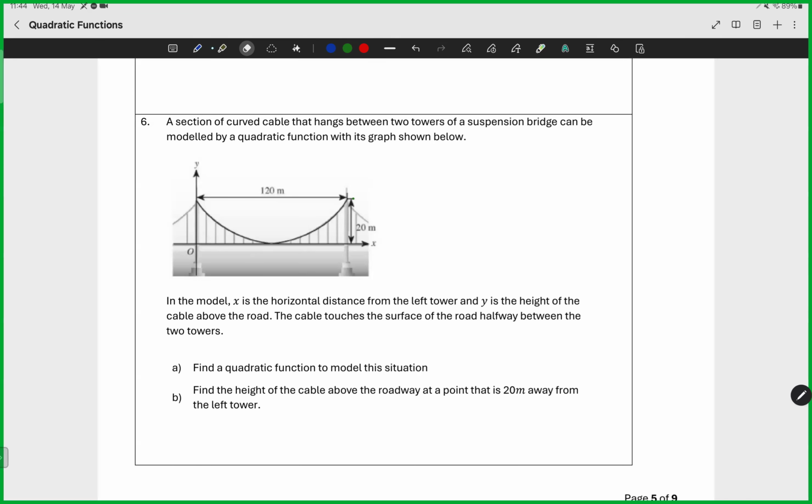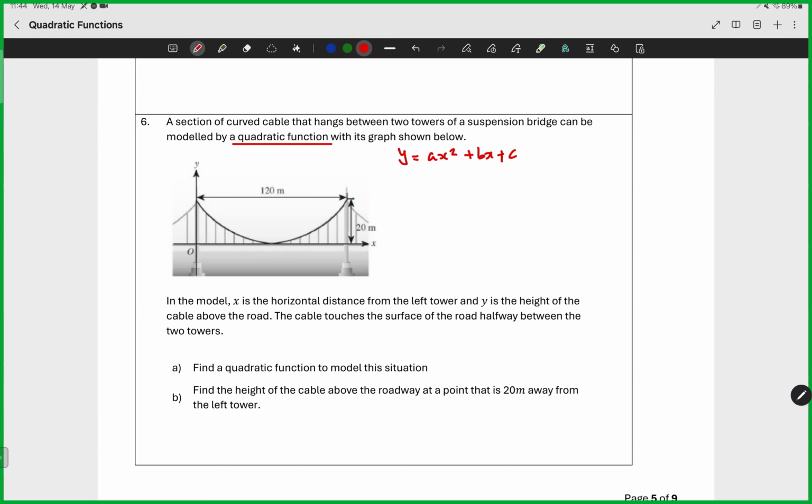Okay, let's look at question 6. A section of a curved cable that hangs between two towers of a suspension bridge can be modeled by the quadratic function. Okay, what is a quadratic function? Right? So a quadratic function can look in three ways. y equals ax squared plus bx plus c.